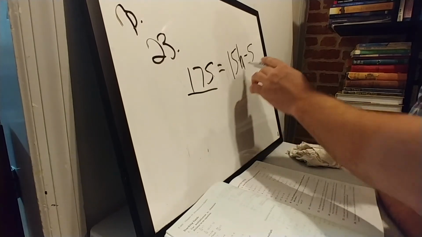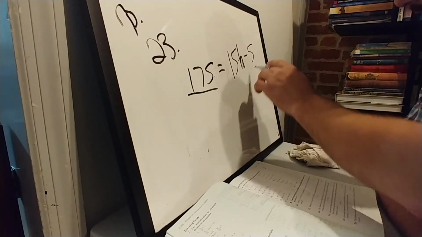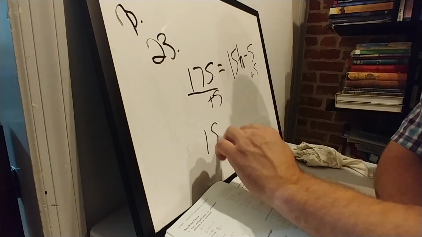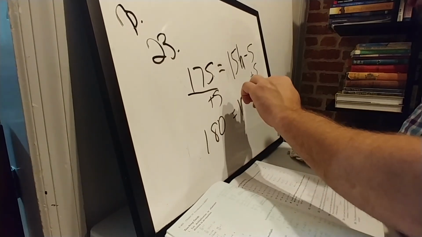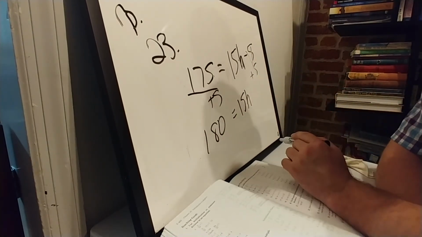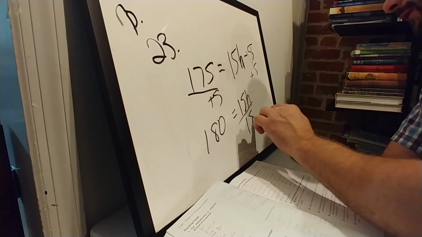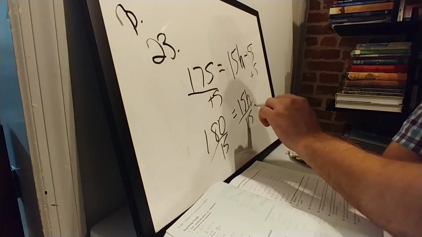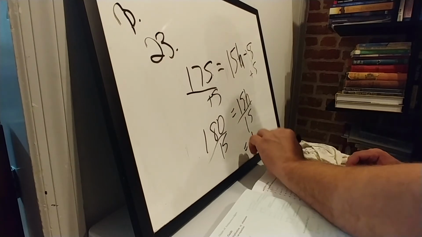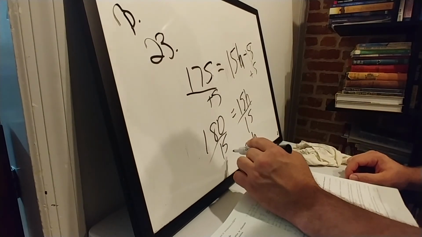So what do we do here to get rid of first? Well, the easiest thing to get rid of first is going to be this 5. So plus 5 plus 5. That gets this up to 180 equals 15h because these cancel. So now we're going to get rid of the 15 to get down to the h. So we divide by 15, divide by 15 because it's multiplication there.